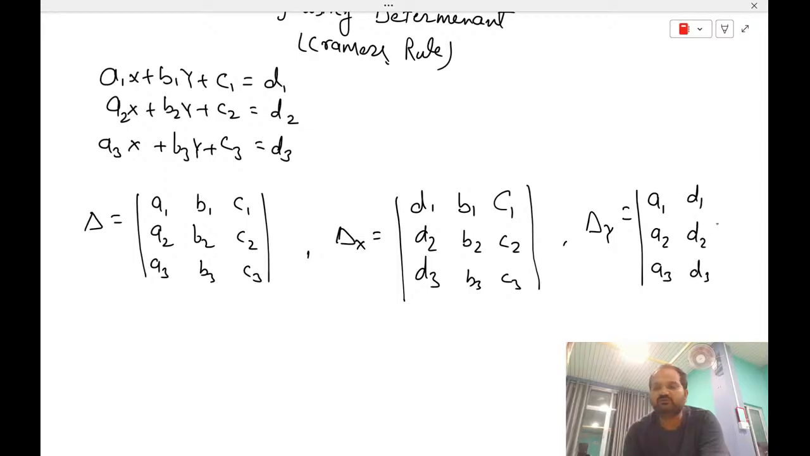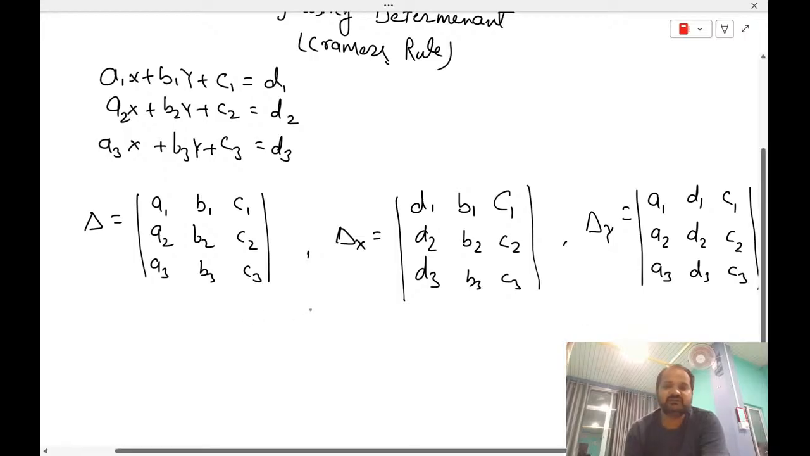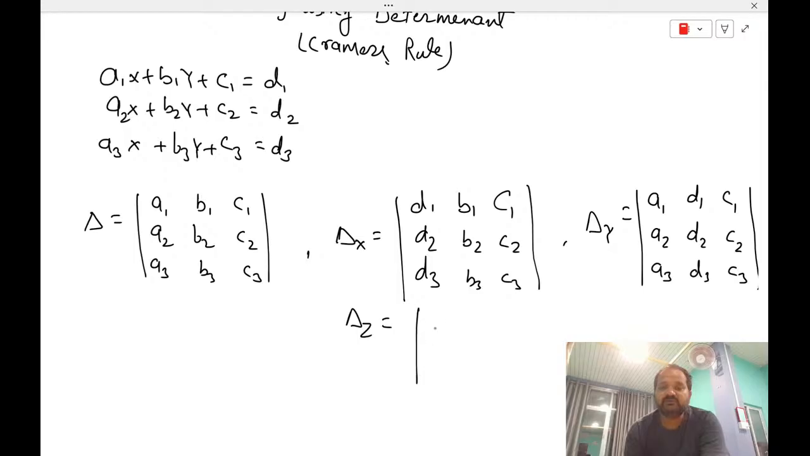When we solve the questions, it will be clear to everyone, so don't worry about it. And we can write delta z: replace c1, c2, c3 with the constant values, and the remaining will be the same, a1, a2, a3, b1, b2, b3, and d1, d2, d3. These are the system of linear equations. Three equations are given, and we have written them in determinant form.